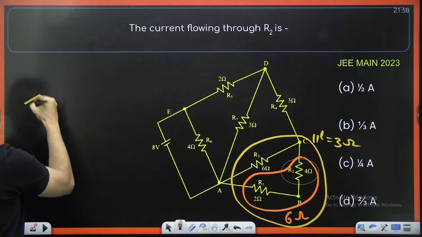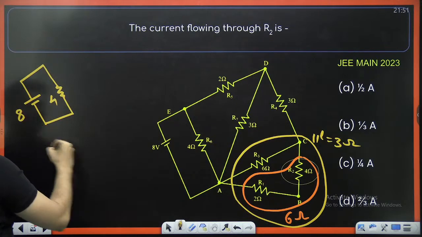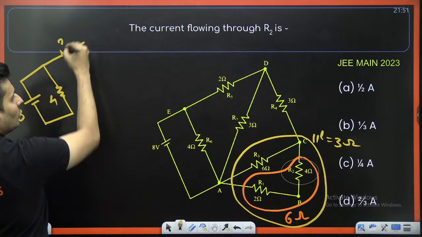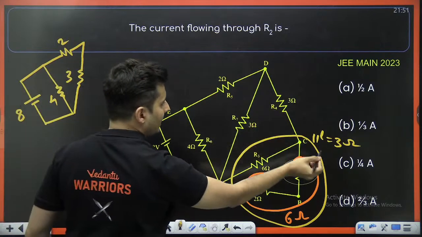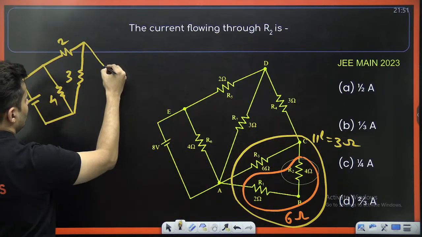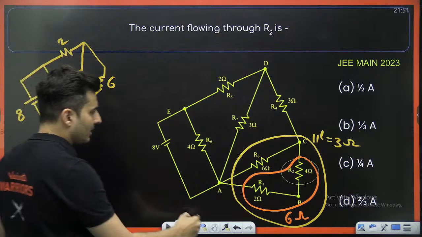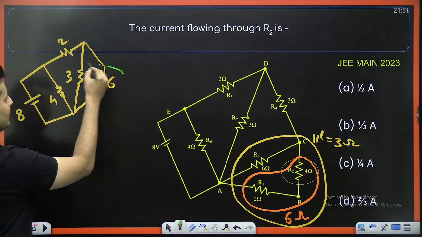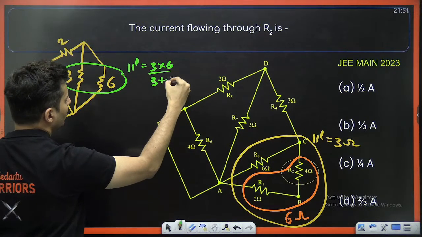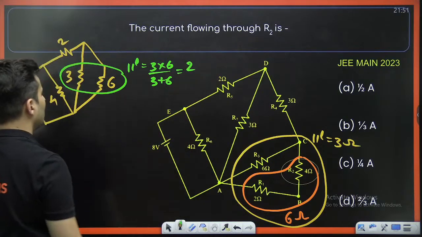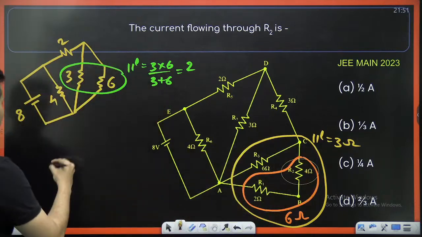So let me just redraw it. Something like this. This is 4, this is 8, that is 2, this is 3. This 3 and this 3 are in series, so that will make it 6 ohms. Now this 3 and this 6 are in parallel, so the equivalent will be R1 R2 by R1 plus R2, 3 into 6, so it will be 18 by 9, which is 2 ohms. Now this 2 ohms and this 2 ohms are in series again.